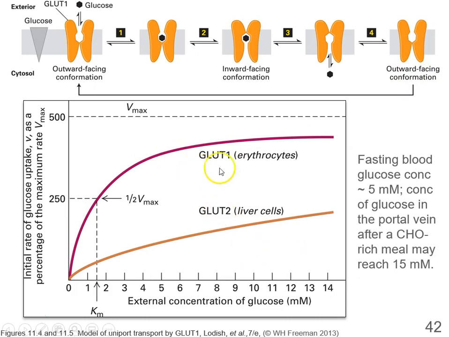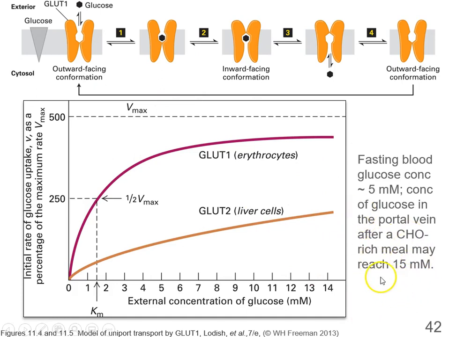But there's lots of different kinds of transporters. So this graph here shows GLUT1, which you find in red blood cells, and GLUT2 in liver cells. So those of you who are with me in nutrition, remember that all the glucose we eat is absorbed in the cells lining the intestine, and then it enters the portal vein. So the portal vein goes right to the liver. So the liver gets the first crack at all the glucose that we eat.